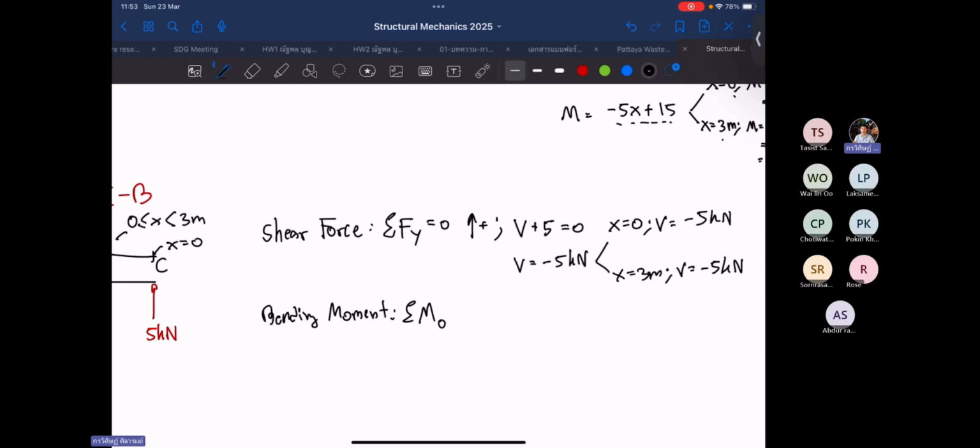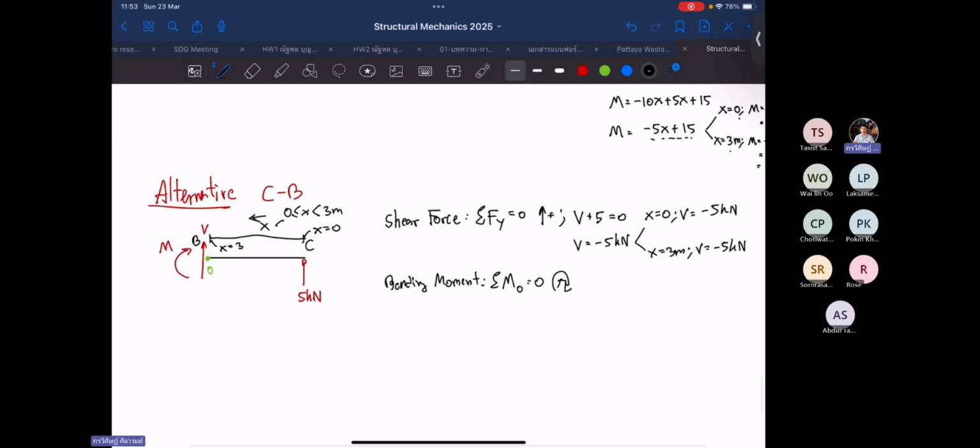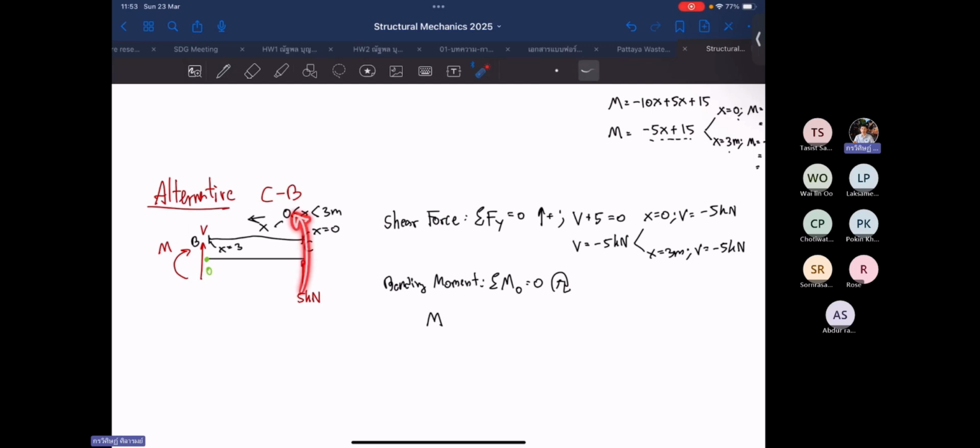Summation of moment at point O equal to 0. Now clockwise is positive. And this one, if you cut from the right-hand side, you have to use the left part as the origin of the moment. Okay. Then from this one, I will write here. So from left-hand side, bending moment. And this one is counterclockwise, so it has to be negative. Okay, negative. Minus 5 kilonewton multiplied by x equal to 0. So moment equal to 5x.